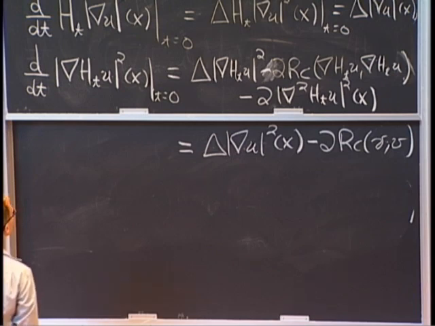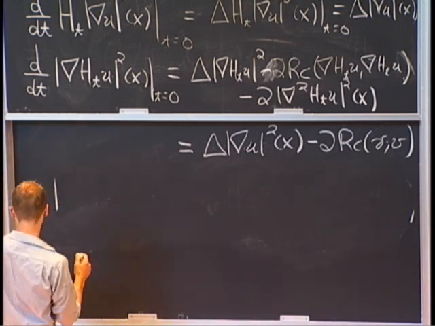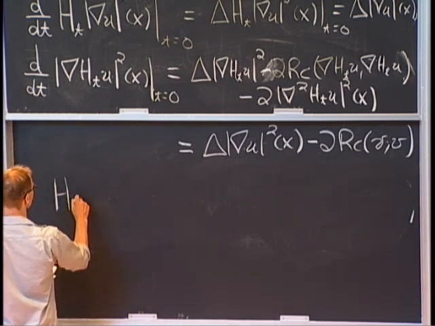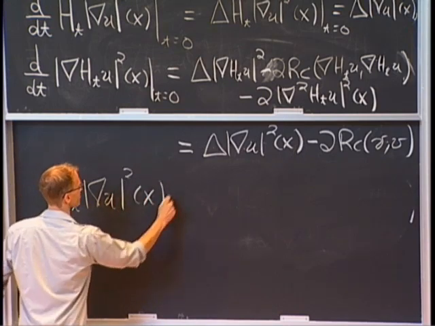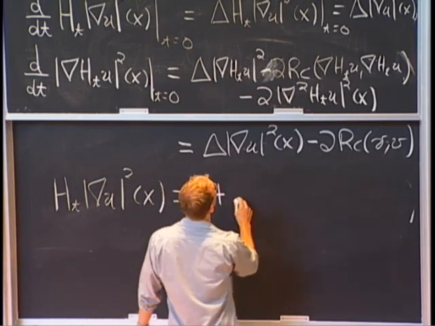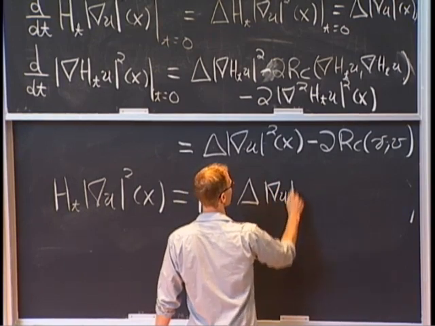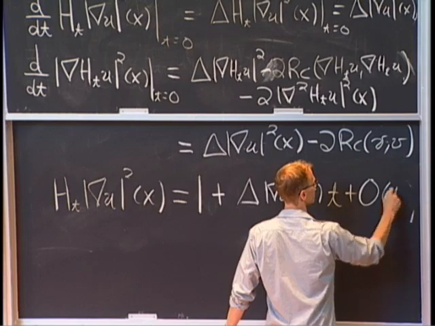Good. But what does this mean now? So let's be very explicit about this because I have enough time to finish this, but not enough to actually start a next section, so we can be very careful and slow about this. This is telling us that h sub t of the gradient of u squared at x is equal to 1 plus the Laplacian of the gradient of u squared at x times t plus O of t squared.